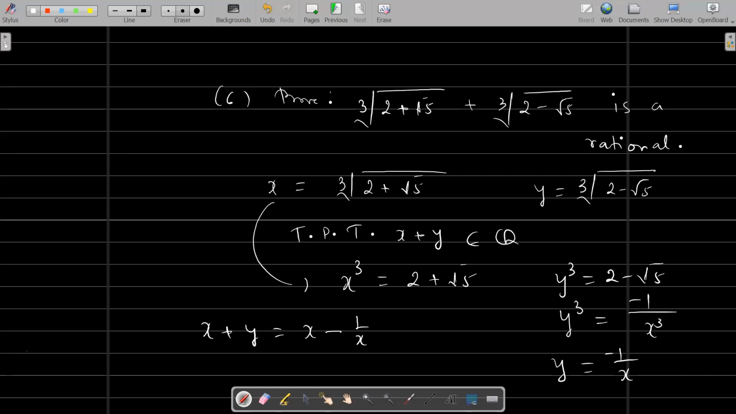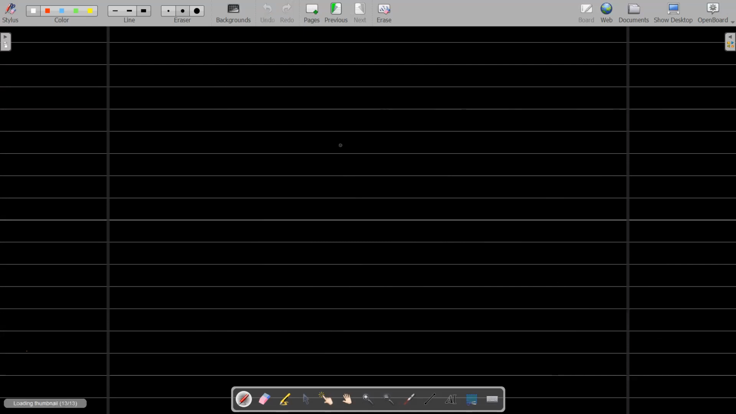Yeah, Anish, how did you get that? How did you get that x plus y equal to 1? Sir, I first found out x cube plus y cube is equal to 4. Then I used x plus y into x square minus xy plus y square is equal to 4. Just a minute, I'll write. So what was the start? X cube plus y cube is equal to 4.